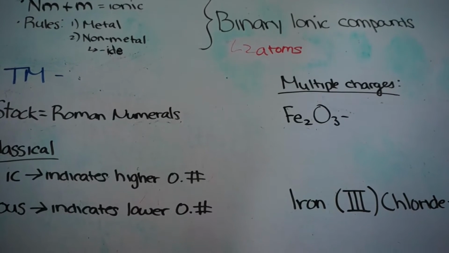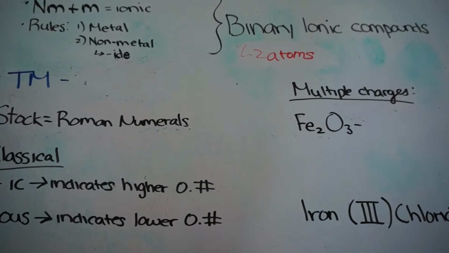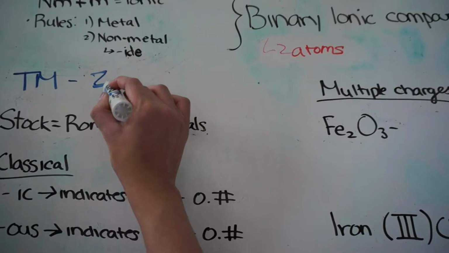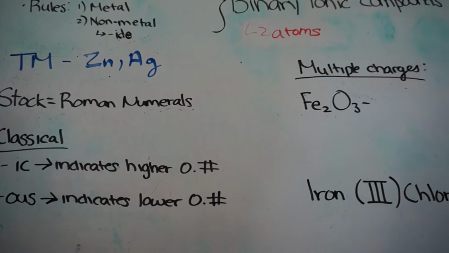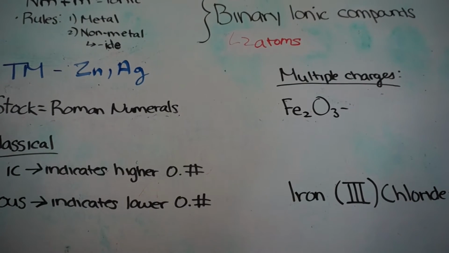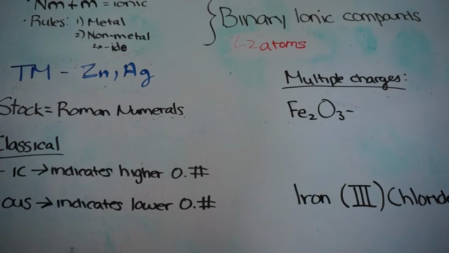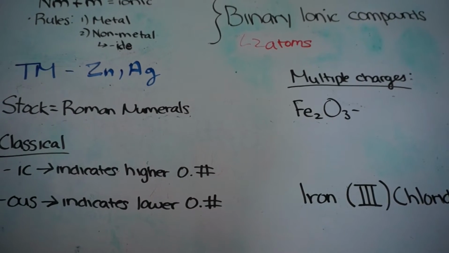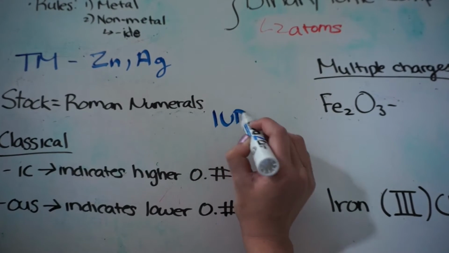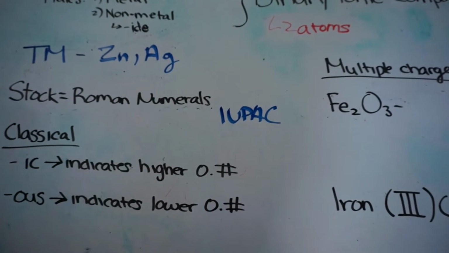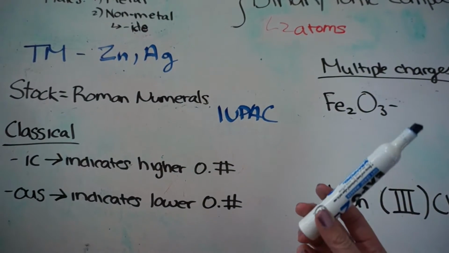So what about the ionic binary compounds where there are multiple charges on the atoms? This occurs with most transition metals with the exception of zinc and silver. Well, the naming process is slightly different here. Since there are multiple charges on the ions, we need a way to distinguish what charge we're using. So there are two ways of doing this. The first is by using the stock method, which uses Roman numerals. It can also be referred to as IUPAC. Or the classical method, which uses two different suffixes to indicate the charge that they're using.